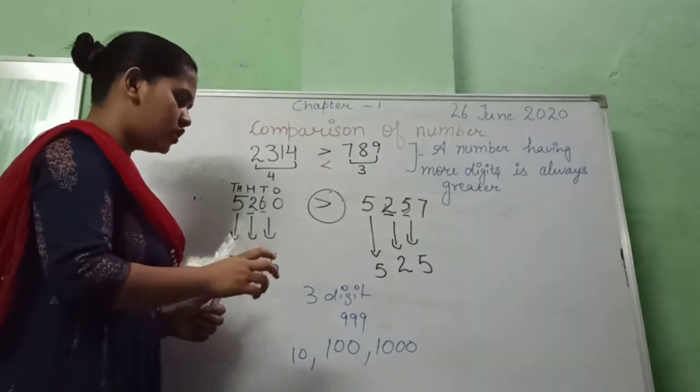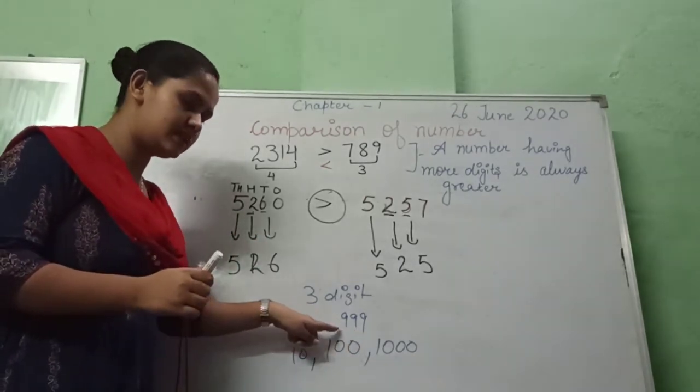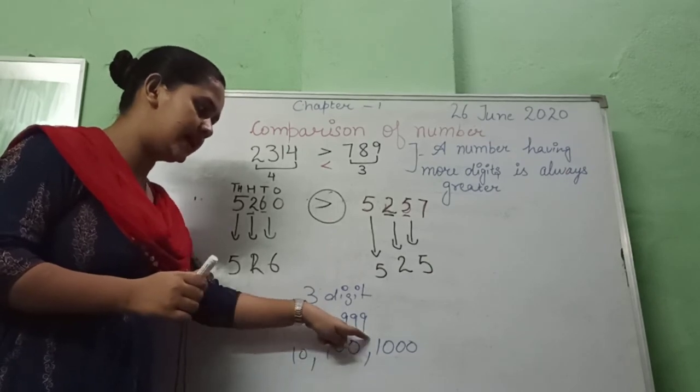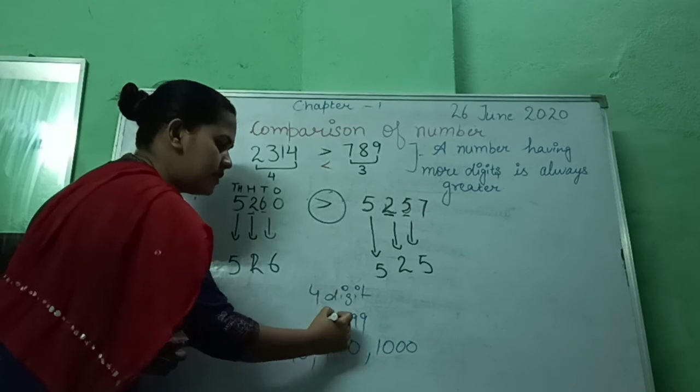Okay, students, I just want to clarify that if I write the biggest 3-digit number, that means 999. And when we go to the 4-digit number, then it will be 9999.